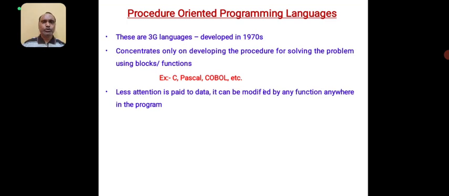So we are not going to bother about the security of the data in the program. That is, if you are storing any data in the program, that data can be modified by any function. That function may be belonging to your program, that function may not be belonging to your program. But it is possible for any function to access your data and modify your data in the program. That is possible. Means for data there is no security.